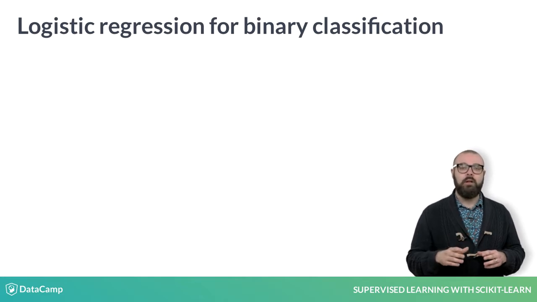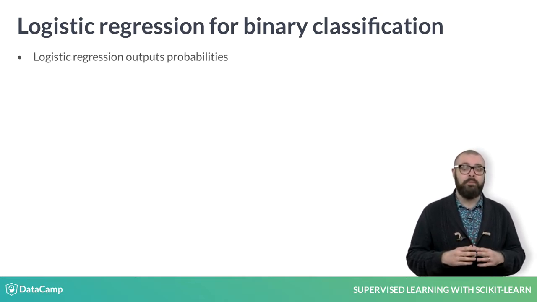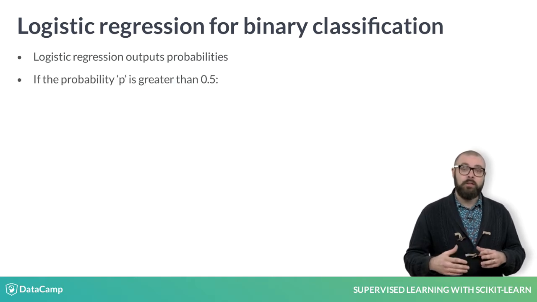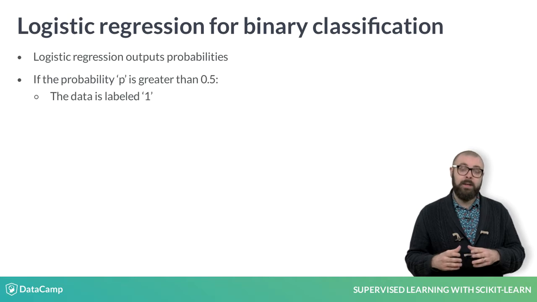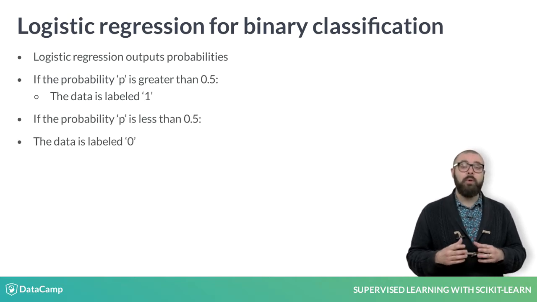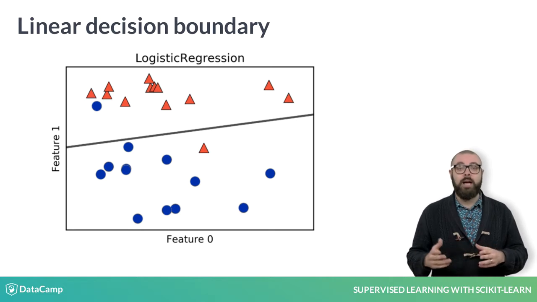Given one feature, log-reg will output a probability p with respect to the target variable. If p is greater than 0.5, we label the data as 1. If p is less than 0.5, we label it as 0. Note that log-reg produces a linear decision boundary.